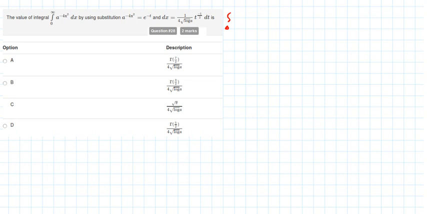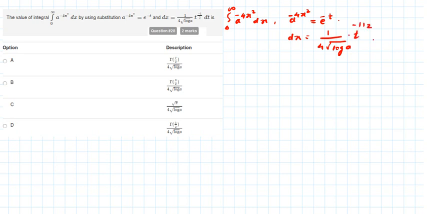Integration 0 to infinity a raised to minus 4 x square dx, by using the substitution. The substitution is given: a raised to minus 4 x square is equal to e raised to minus t. Also, the substitution is dx equal to 1 by 4 under root log a into t raised to minus half. So using this substitution, what will be our answer? So we will substitute the things first.